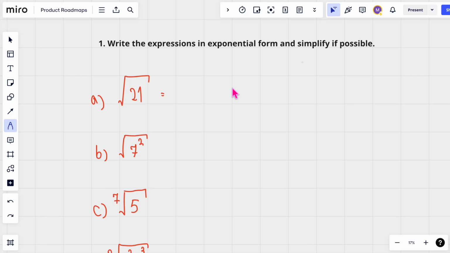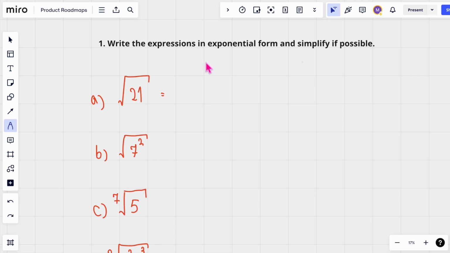Hello! In this video, we are going to take a look at a few different examples of working with a radical sign, and then we're going to try to write each of them in their exponential form and simplify them if possible. The first example we are looking at is the square root of 21.